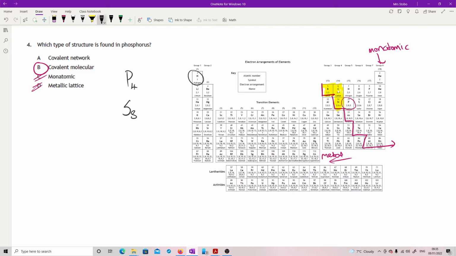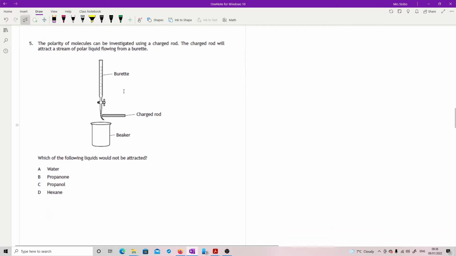Your hydrogen, nitrogen, fluorine, oxygen, so your little 7 with the dot. Okay, so covalent molecular for that one, and obviously our weird one in here, carbon, can also have covalent molecular, but we tend to go network with that one. Okay, so we have covalent molecular.